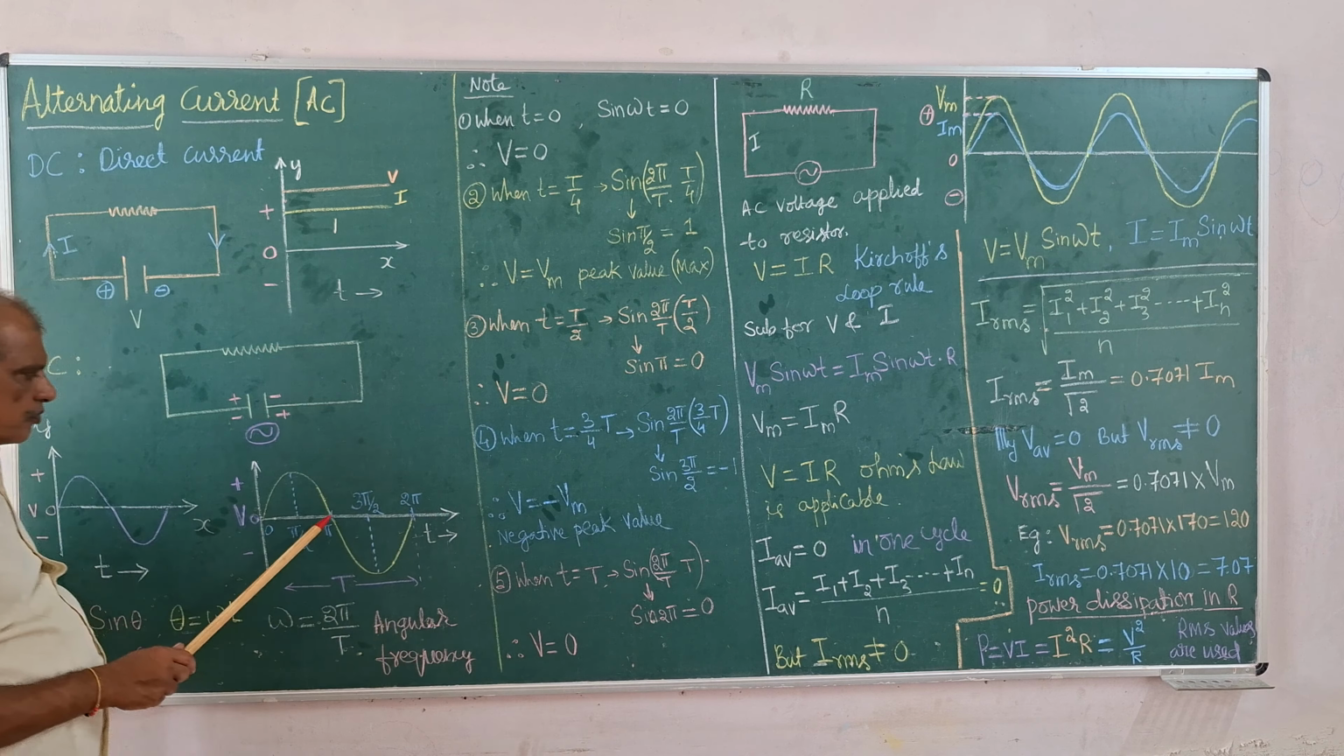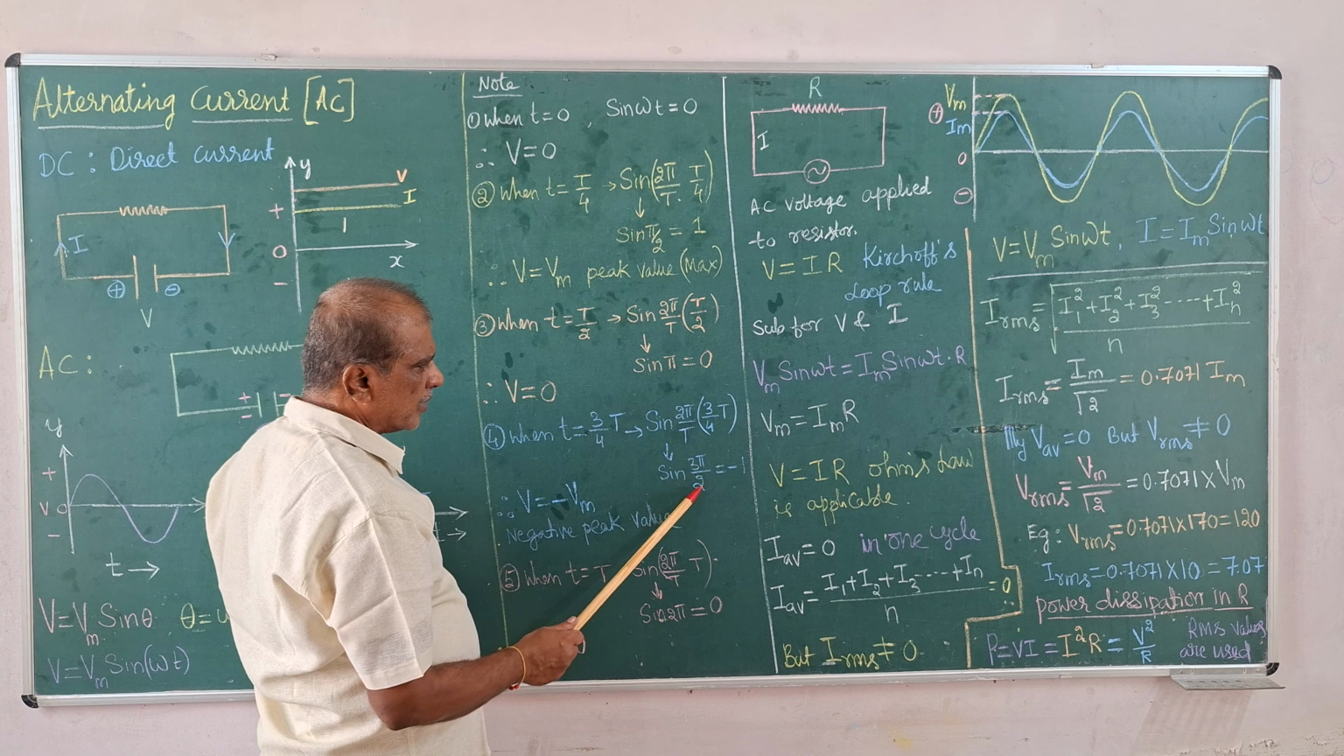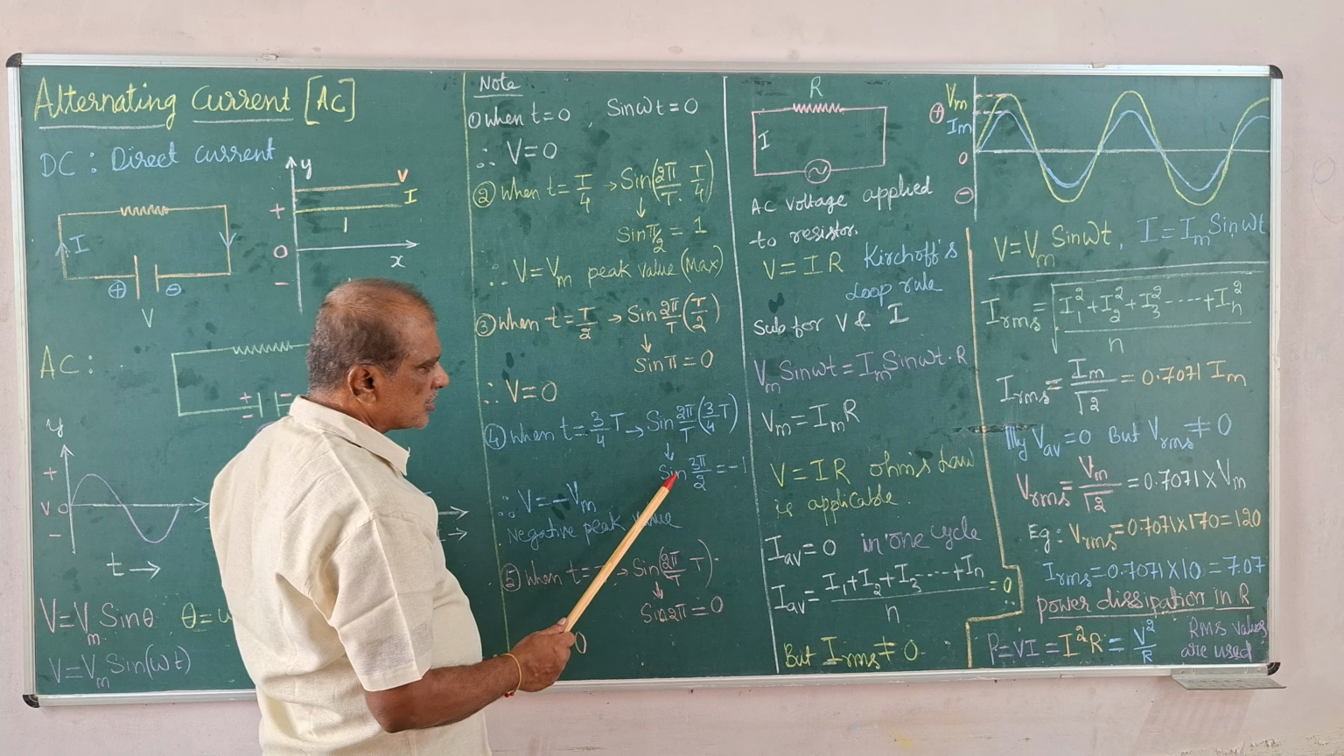At this point, what is the t value? t equals 3/4 of T. Write it into the equation and simplify, we get the sine of the angle in radians, which is 3 pi by 2. You know that the sine of this angle is -1. -1 into Vm is minus Vm, a negative value, the negative peak value.